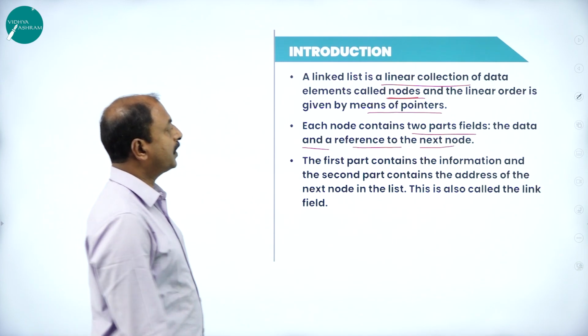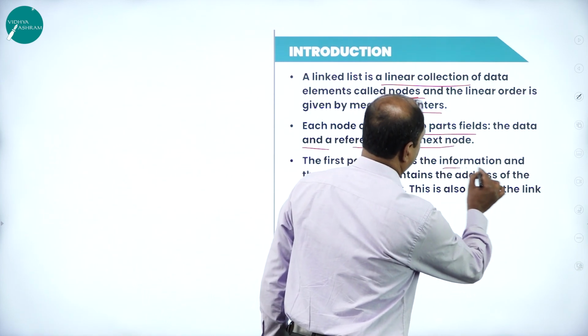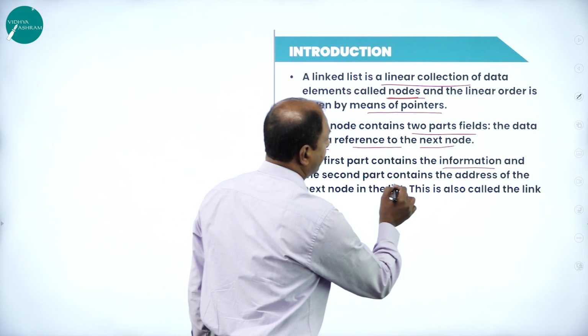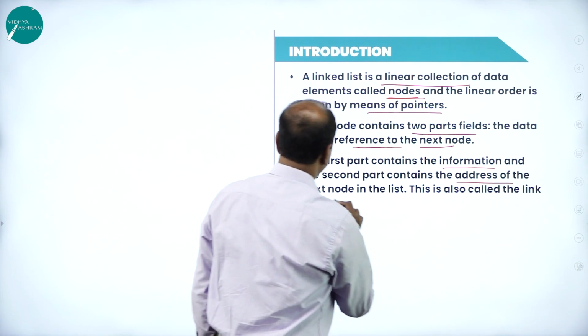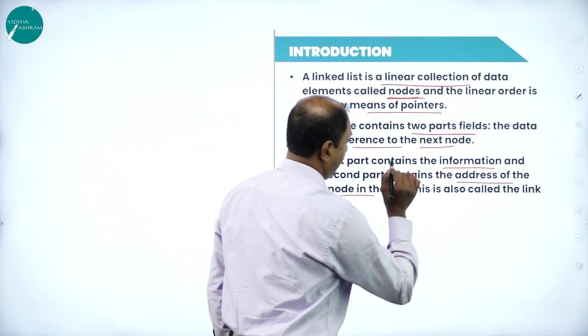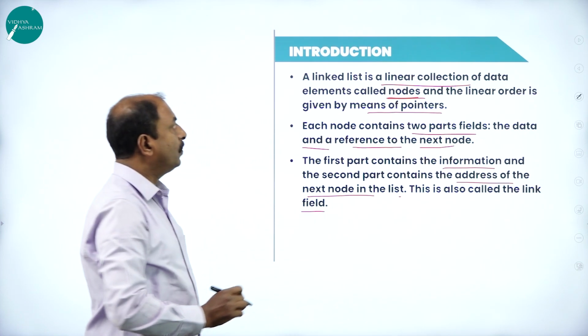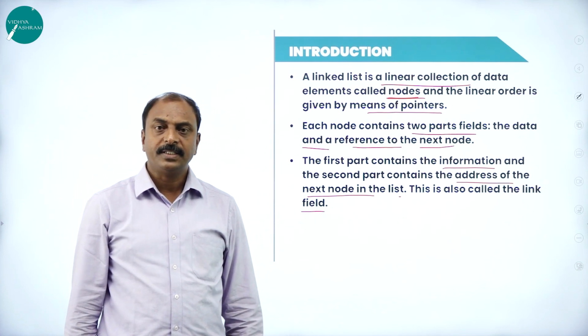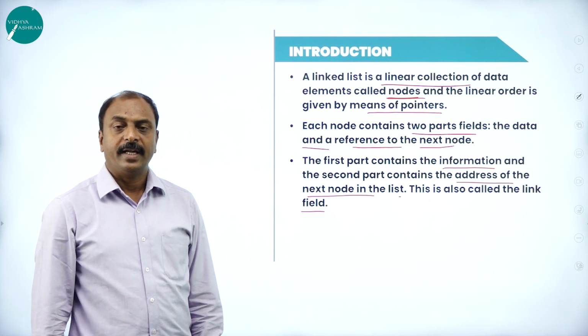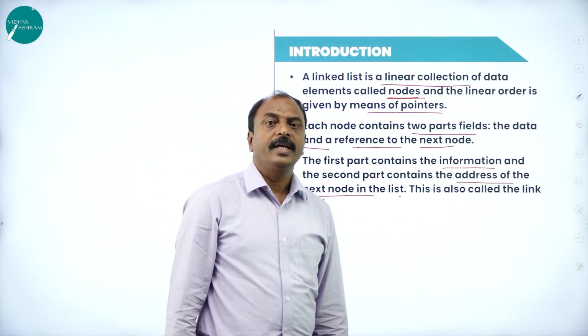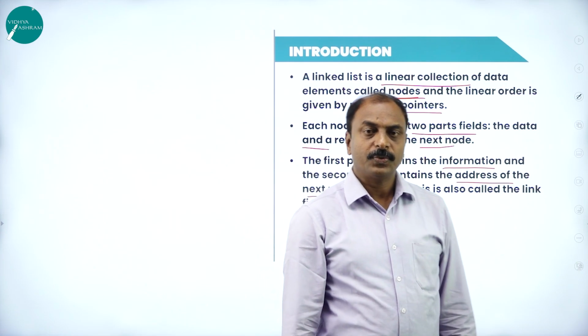Now the first part contains the information, that is the data, and the second part contains the address of the next node in the list. So this is also called as link field. So what is a linked list? Linked list is a linear data structure and it is a collection of nodes. Each node is divided into two parts.